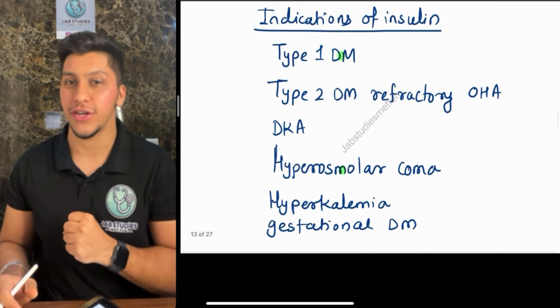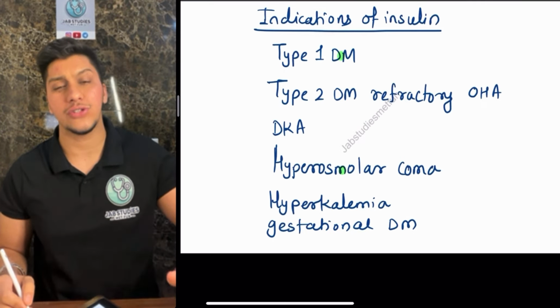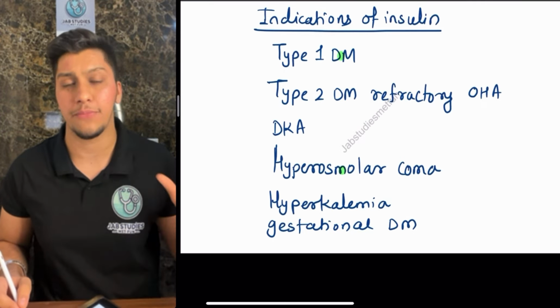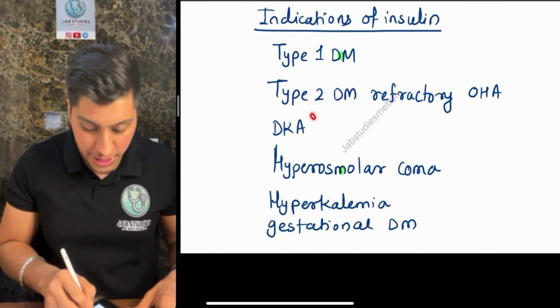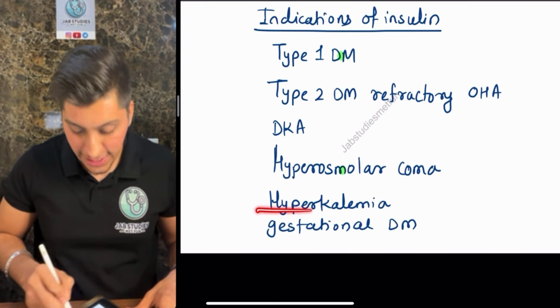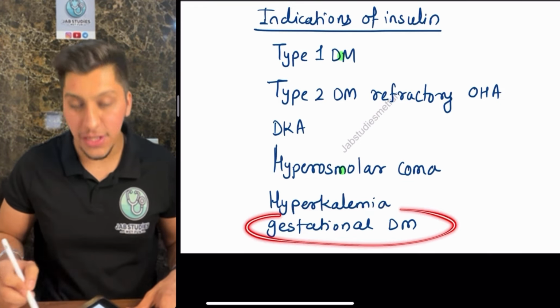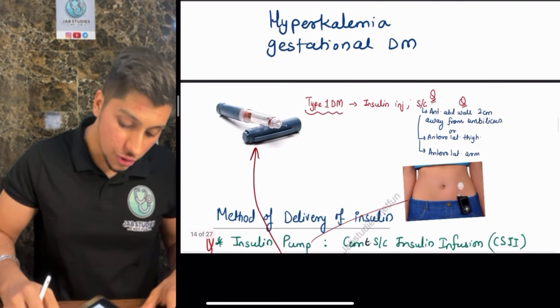Next, a very important line over here. When do you give insulin? Insulin is the drug of choice for type 1 diabetes. In type 1 diabetes, you will not give OHAs, no oral hypoglycemic agents. For type 2 who are refractory to OHAs, diabetic ketoacidosis, hyperosmolar coma, hyperkalemia, and in gestational diabetes, these are the indications for insulin.